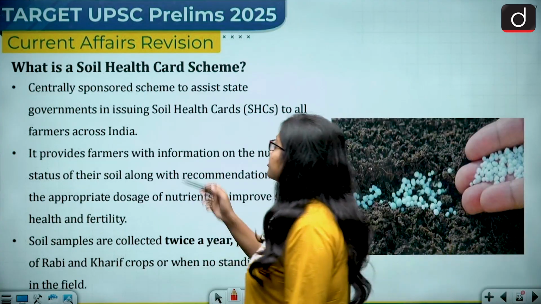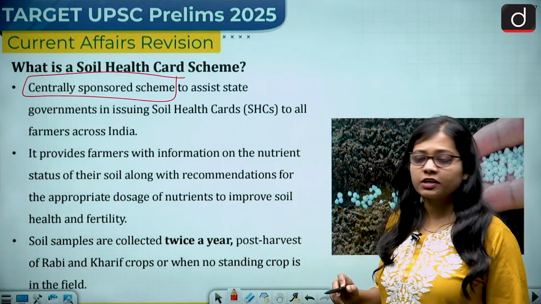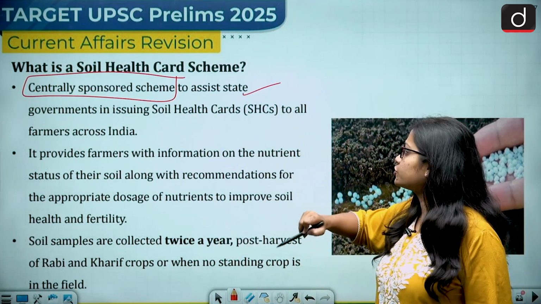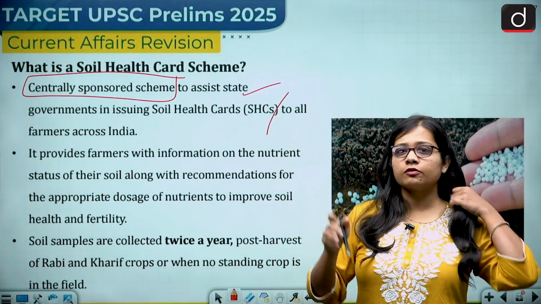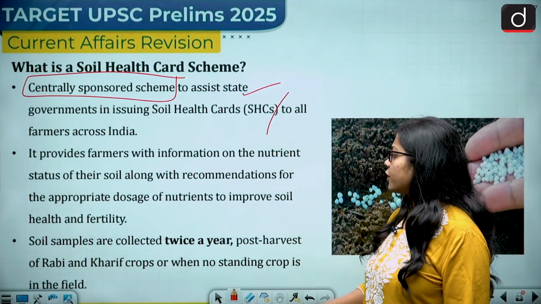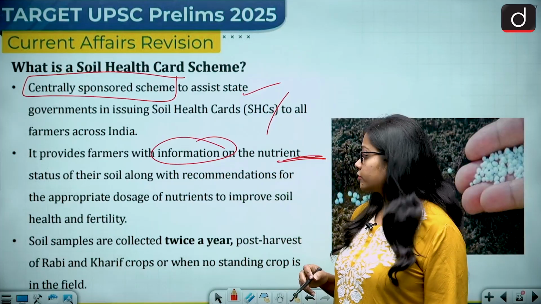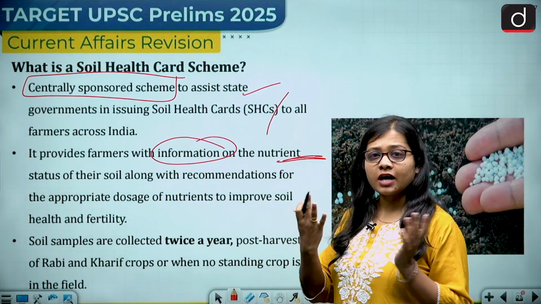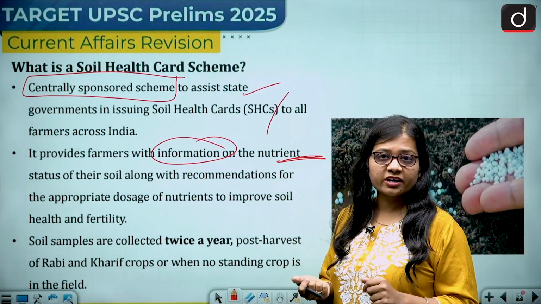It is a centrally sponsored scheme. This will assist the state governments in issuing soil health cards to all farmers across India. So for all the farmers it is present. Then it provides farmers with information on the nutrient status of their soil and recommendations on how the fertility of the soil can be improved or how the soil can be made more enriched.